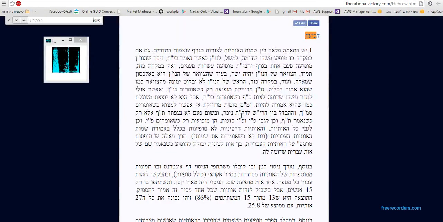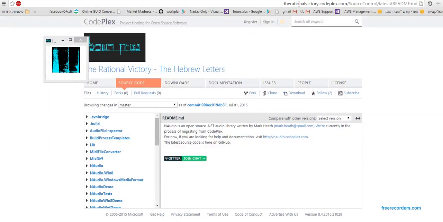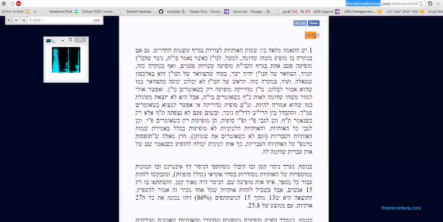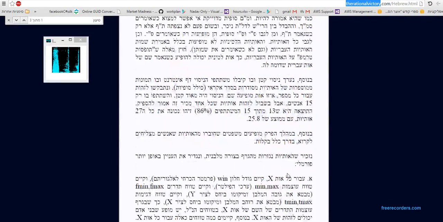Anyone can take the program and try to find better appearances of the letters which we found using the wrong names. Anyone can find the images at therationalvictory.com/hebrew.html, and you can get the software at therationalvictory.com, as we said. So it is falsifiable, which makes it scientific.